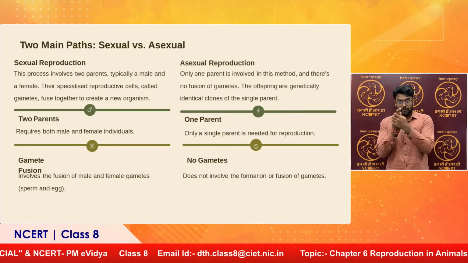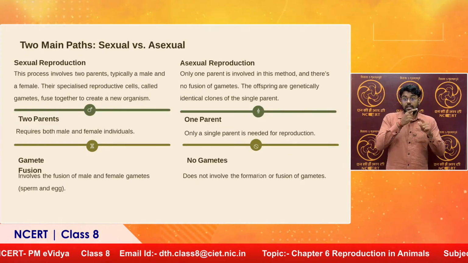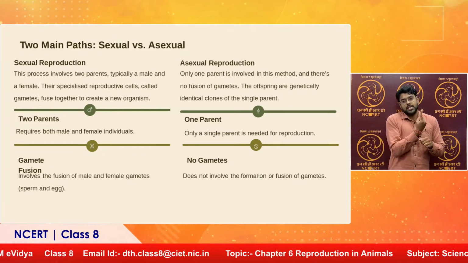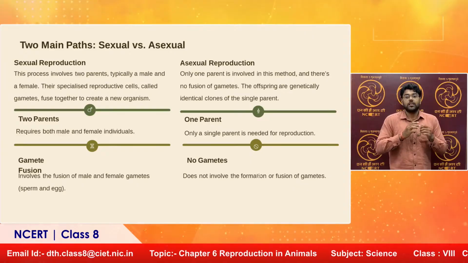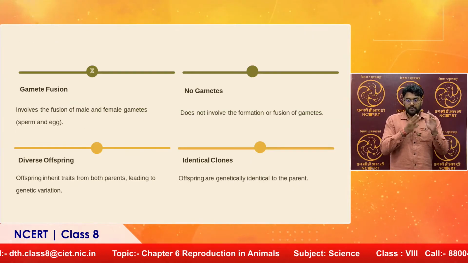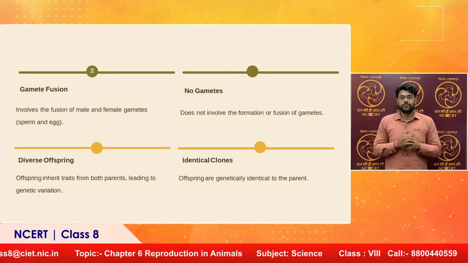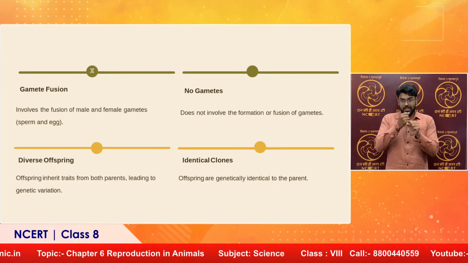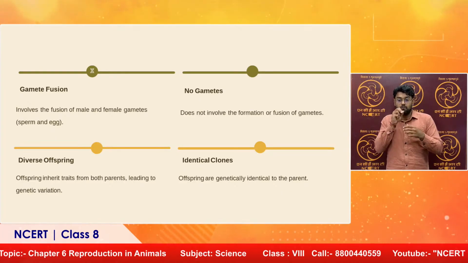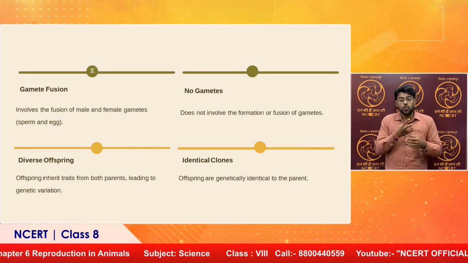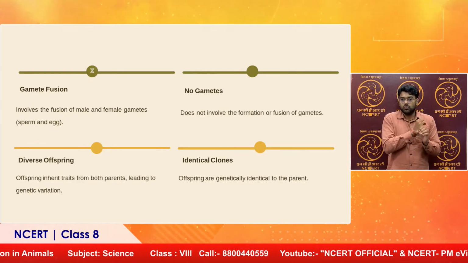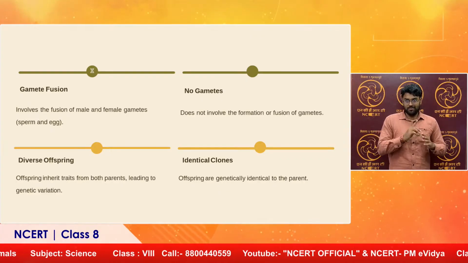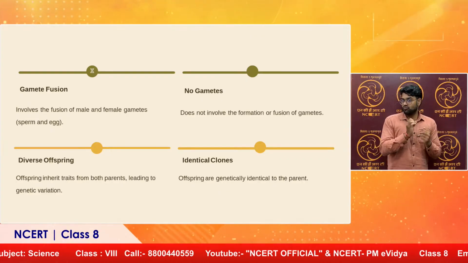Asexual reproduction, 1 parent would suffice. Yes, because they divide their bodies and then each part grows into a new individual. Okay. Next we have this gamete fusion. So the male and the female gamete, they are fusing, and they form a new cell. In this case, no gametes are involved. It is one of the body parts only that is developing into a new organism.